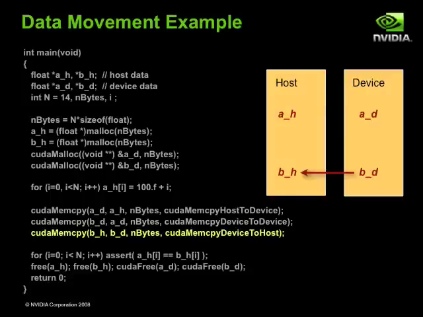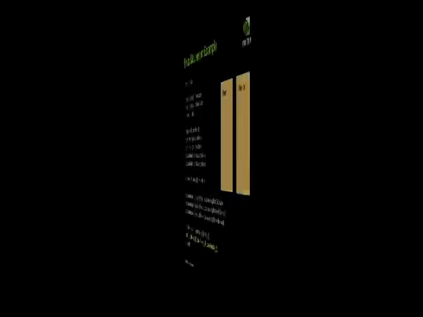Once again, notice the order of the first 2 arguments in relation to the last argument, cudaMemcpyDeviceToHost. The 2 host arrays are now compared element by element. And finally, host arrays are deallocated using free, and device arrays are deallocated using cudaFree.